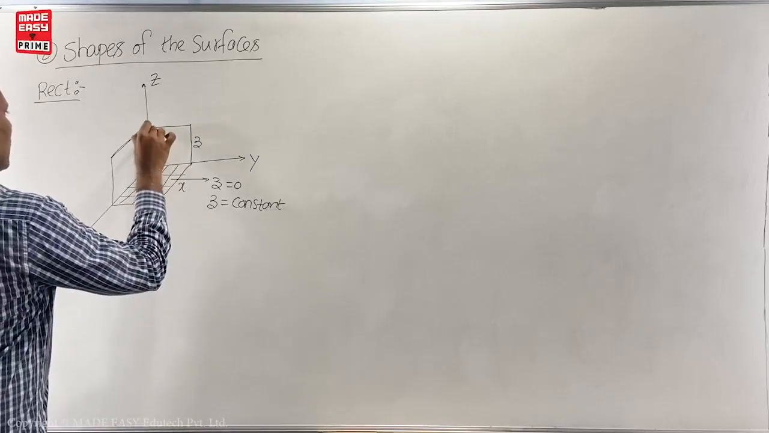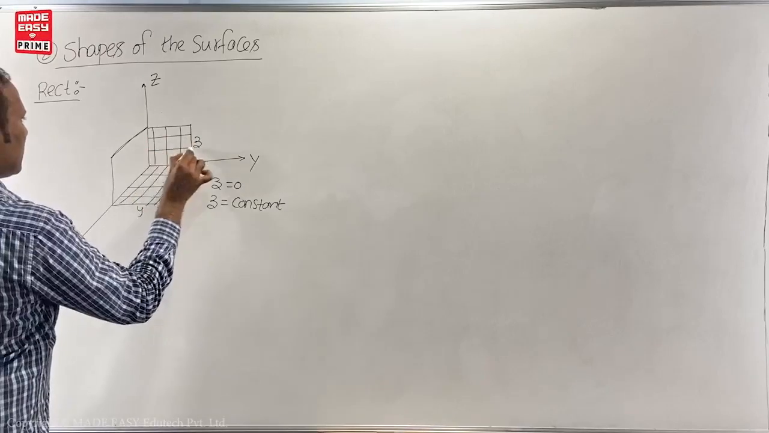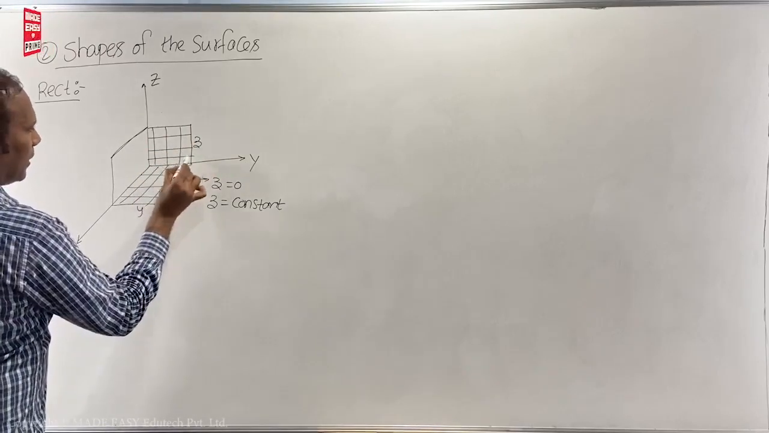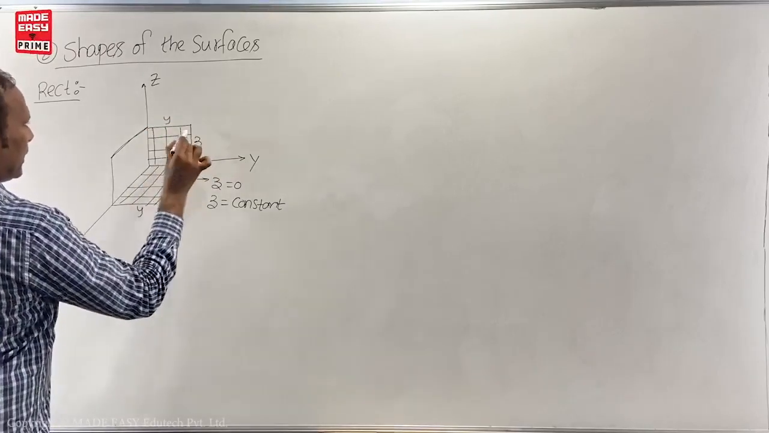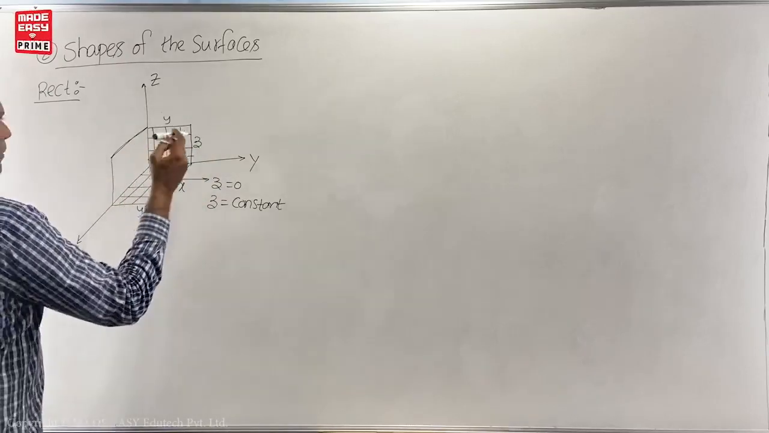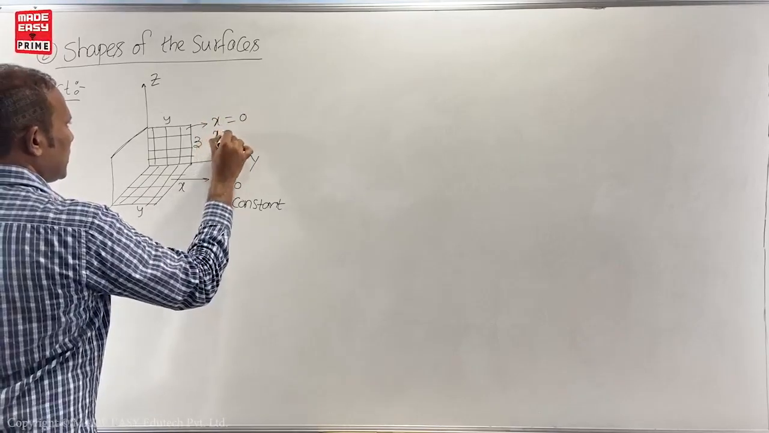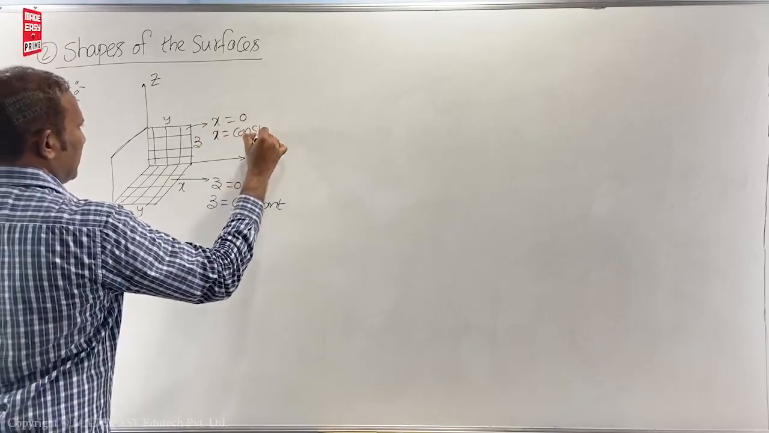Similarly, you take this surface. For this surface, y is variable and z is variable. But the x value is 0 on this surface. So x is equal to 0. What is 0 actually? Constant.